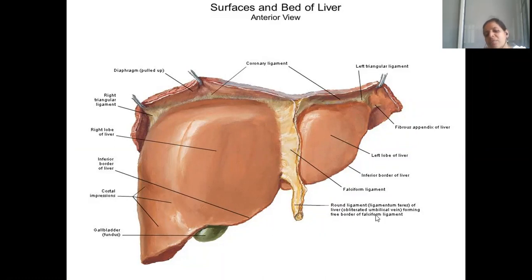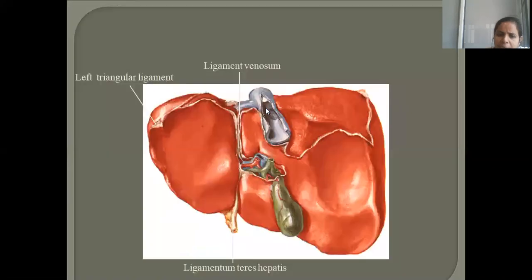Okay, so that vein is now regressing immediately after birth, and now it is named ligamentum teres. The obliterated umbilical vein, that is nothing but ligamentum teres. That ligamentum teres is now continuing its journey between the two lobes like falciform. Here you have coronary, then right triangular, left triangular. Coronary is completely covering the liver.